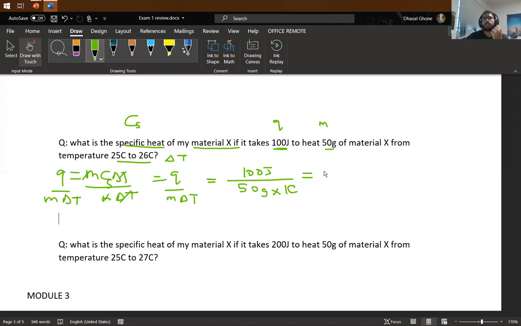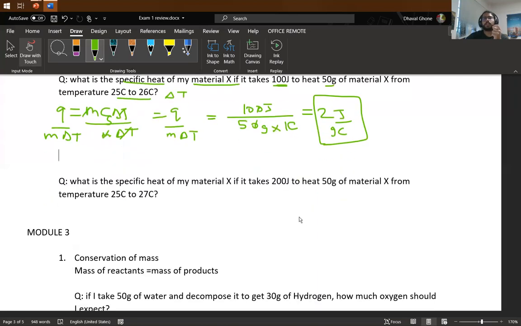And so the answer here is 2 joules per gram Celsius. And so specific heat is literally, the definition is how much heat it takes you to increase the temperature of 1 gram of mass by 1 Celsius. Here I'm increasing the temperature of 50 grams of mass, so I need 2 for 1 Celsius, and so that's your answer. Okay.